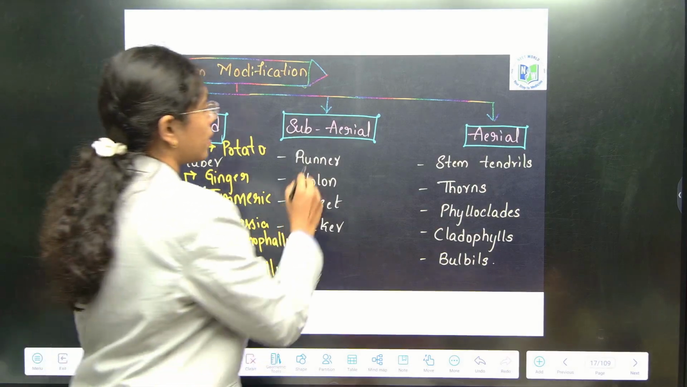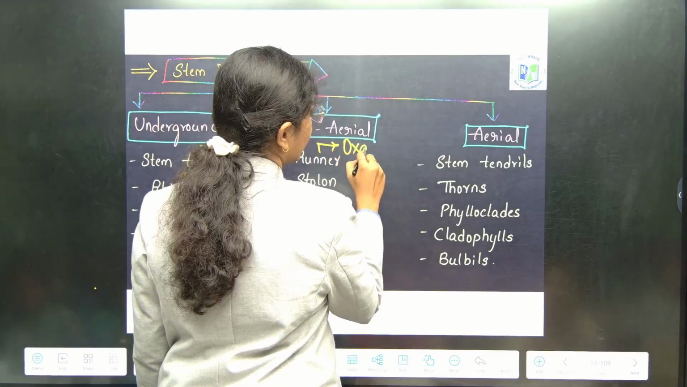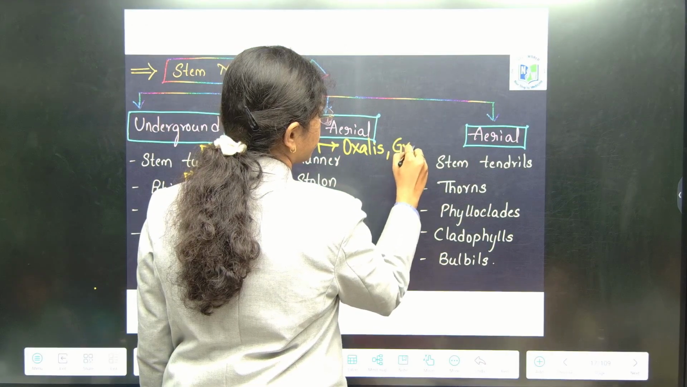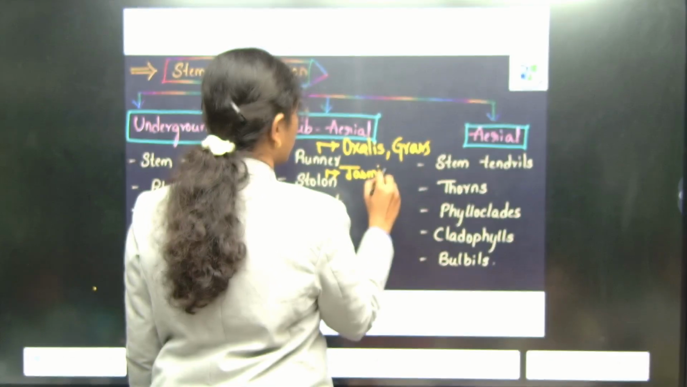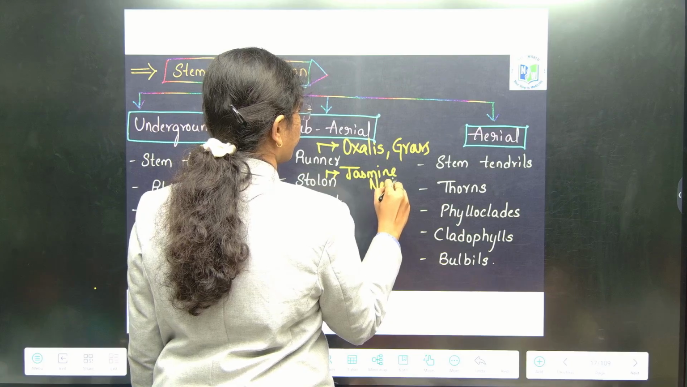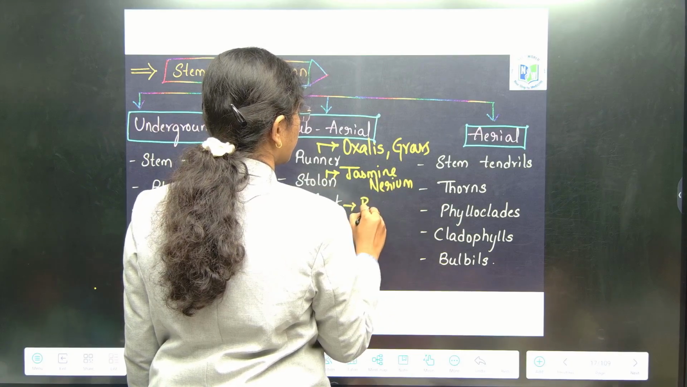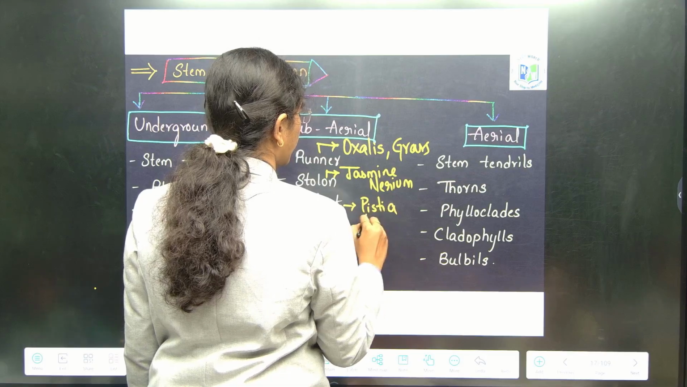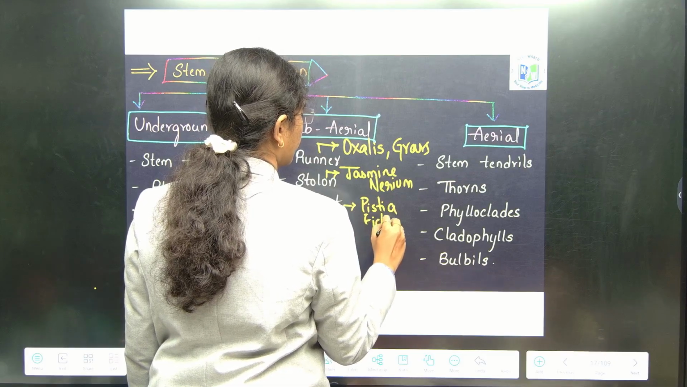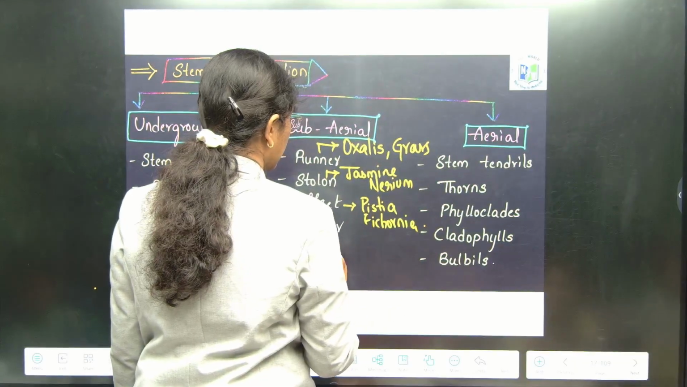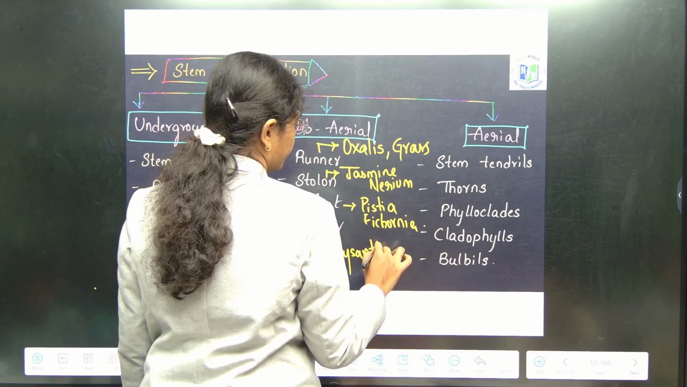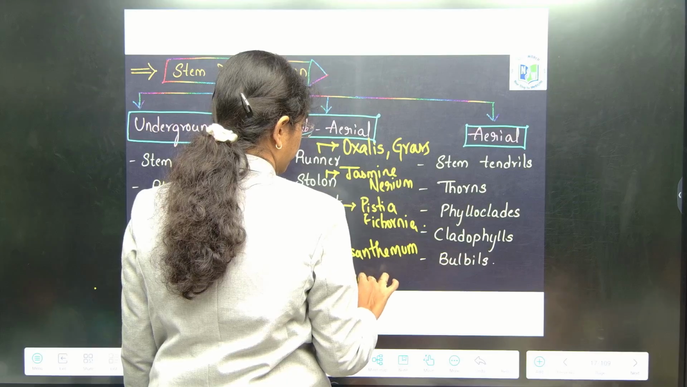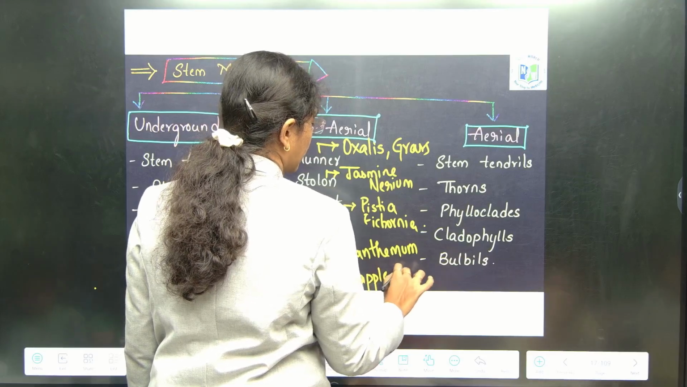Runner? Oxalis and grasses. Stolon? Jasmine. Very good. Offset? Pistia, Eichhornia. Sucker? Chrysanthemum. Pineapple. Banana.